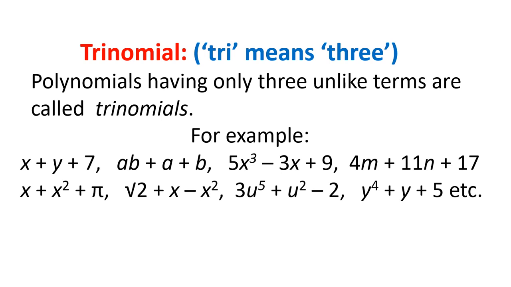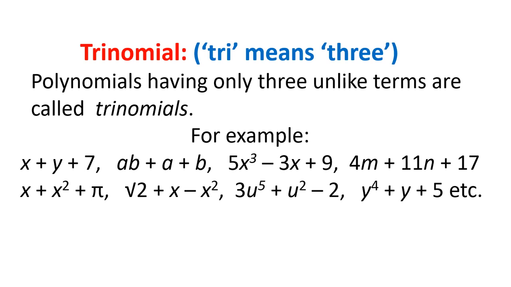Tripod, that means having three legs. Trioxide, that means an oxide in which oxygen has three atoms. Trichloride, in which there are three atoms of chlorine in a molecule. So trinomial means polynomials having only three unlike terms. They are known as trinomials.